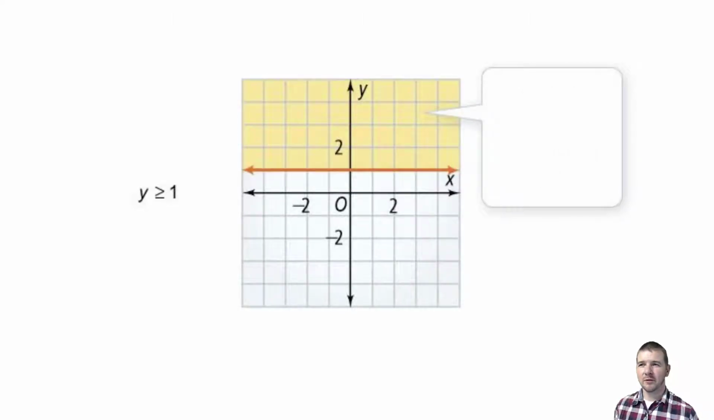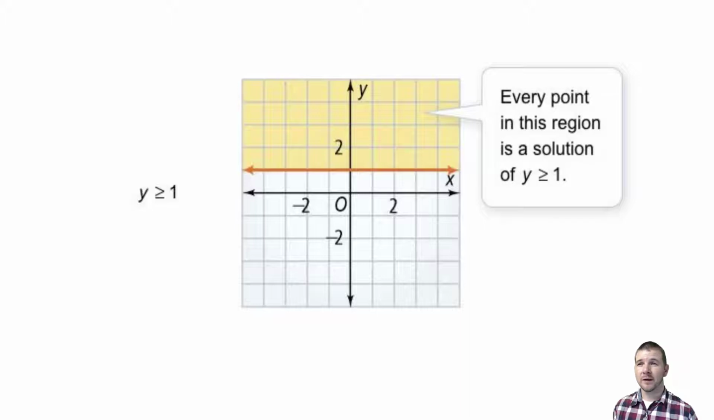Take note of this inequality graphed here. y is greater than or equal to 1. Because it's greater than or equal to 1, we have a solid line, meaning we're including the points on that boundary line as solutions, and then shaded above. The half plane above the line represents all the values of y that are greater than or equal to 1. It's worth noting that every point in the shaded region is a solution of the inequality.